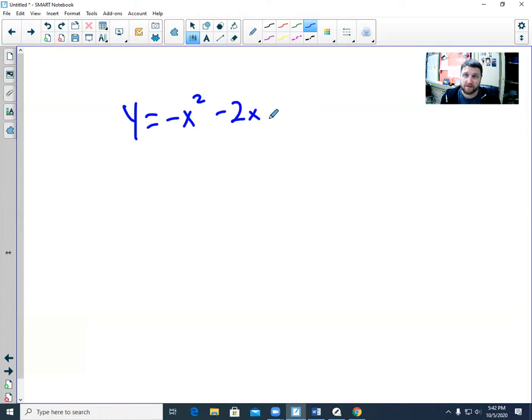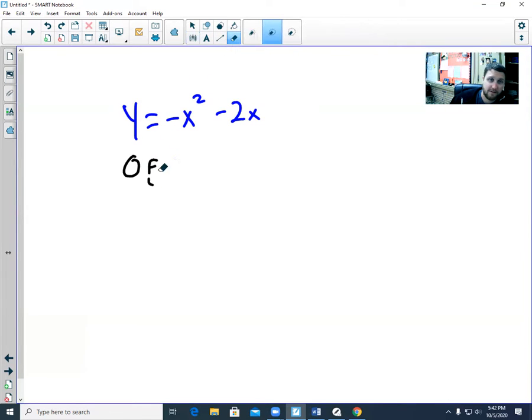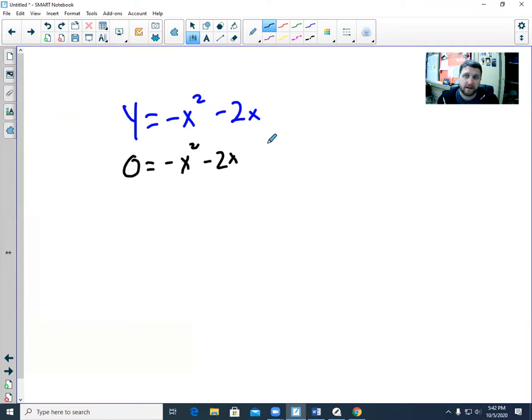It actually asks us to find the intercepts too. And if you want to find the intercepts, what you're going to do is just plug in 0. So you're going to plug 0 in here, and then you're going to solve for x. We all know how to solve that equation. You would factor out the x, you would solve, good to go.